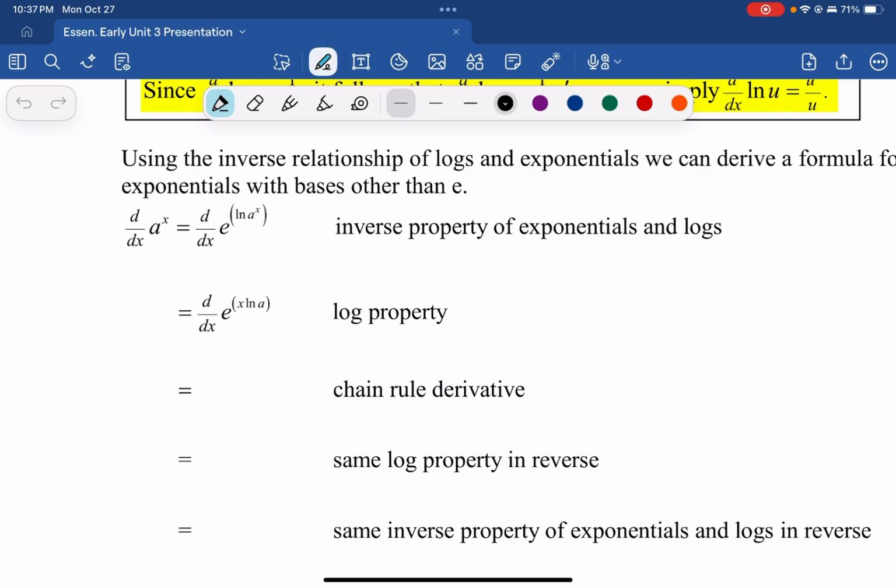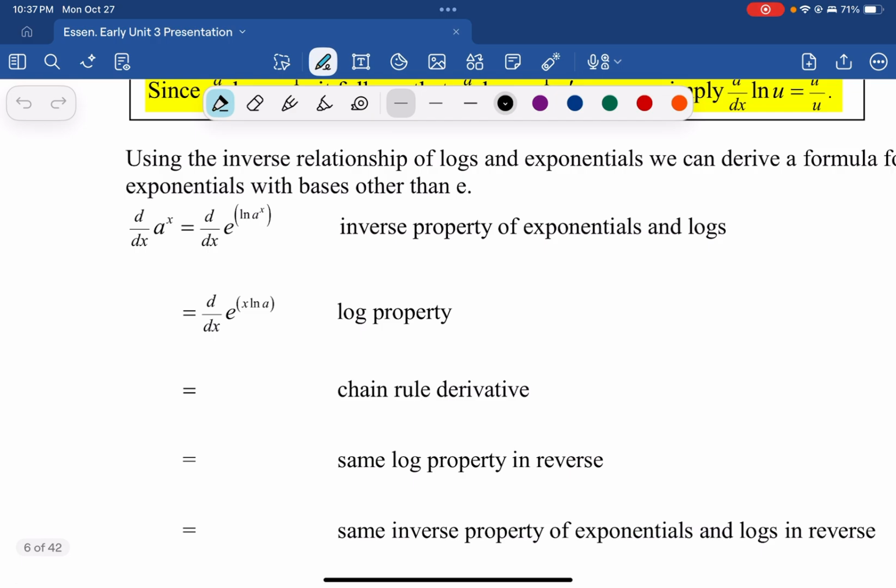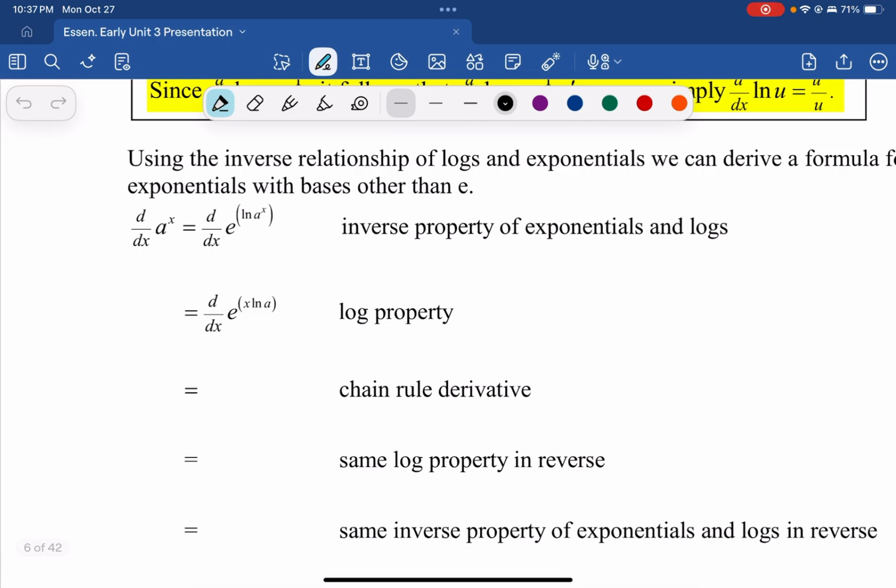And then applying the chain rule, e to the u is going to be e to the x natural log of a, times the derivative of x natural log of a. The derivative of x is just 1, and the natural log of a is just a number. So we're going to just get that natural log of a.